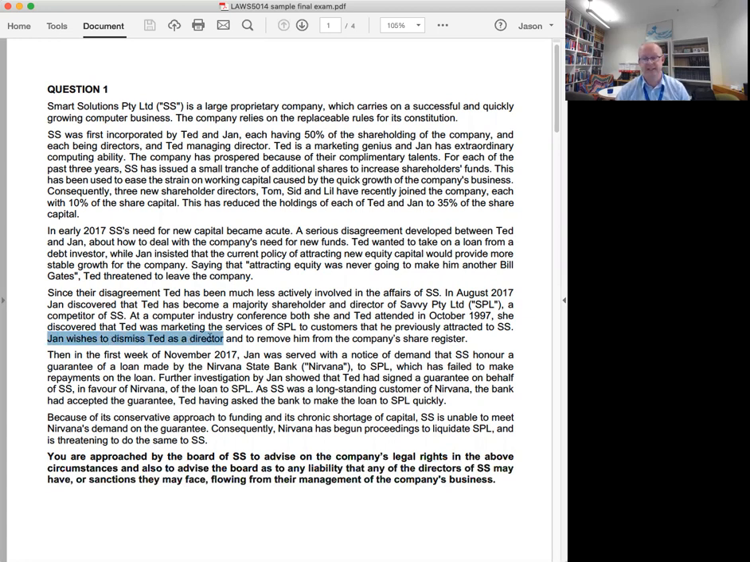The simple point to that is unless there's a power in the Constitution, she's not going to be able to do that unless she then convenes a members' meeting, uses her 35% and is able to get at least 2 out of the 3 other equity holders to vote with her to remove Ted from the board. She's not going to be able to remove Ted from the company's share register unless there's already a provision in the Constitution that allows her to do it. And the difficulty here is there isn't, because the question tells us the company relies on the replaceable rules for its Constitution. So she's not going to be able to get rid of Ted from the share register.